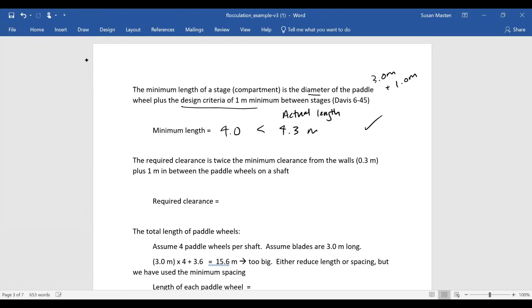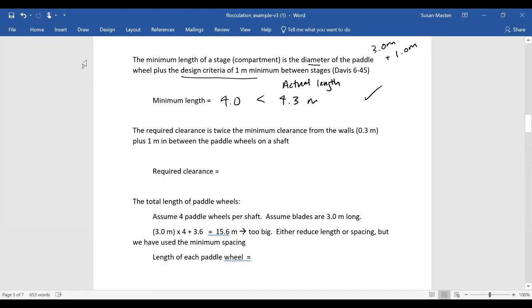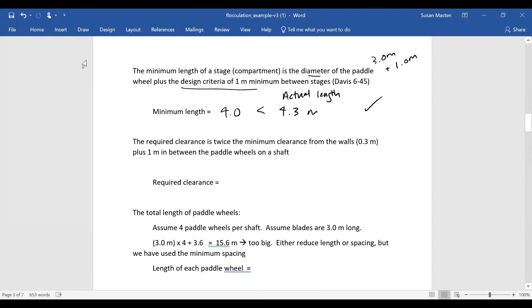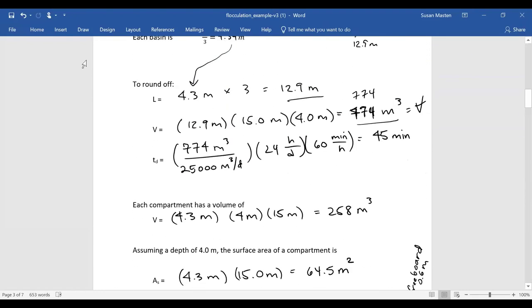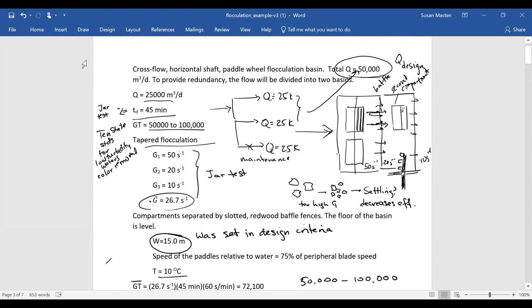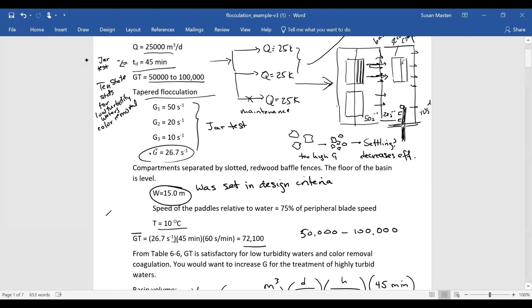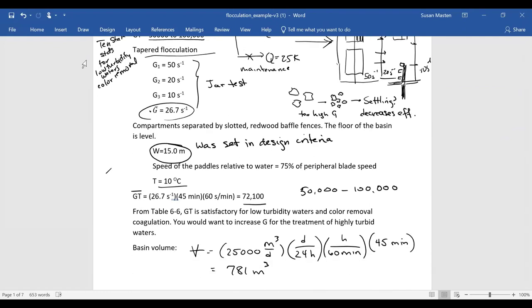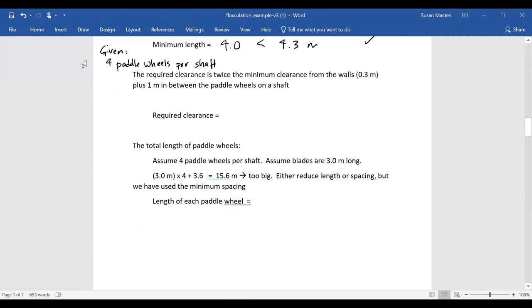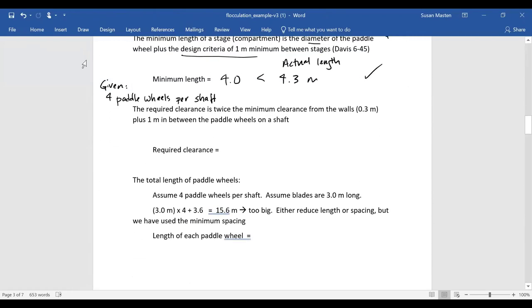So we've met that criteria. The design specifications state that we have four paddle wheels per shaft. And this is given in the specifications. So the way that I drew this, back here, I only have two on the shaft. So this is your center shaft. This is shown with two, but we would have four. So we have four paddle wheels per shaft.